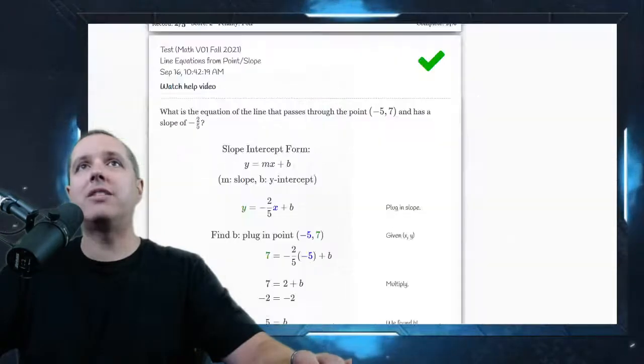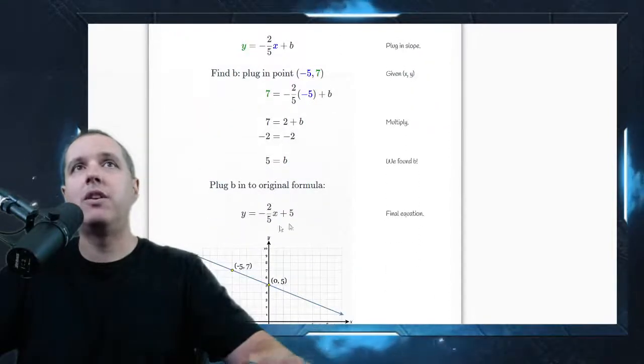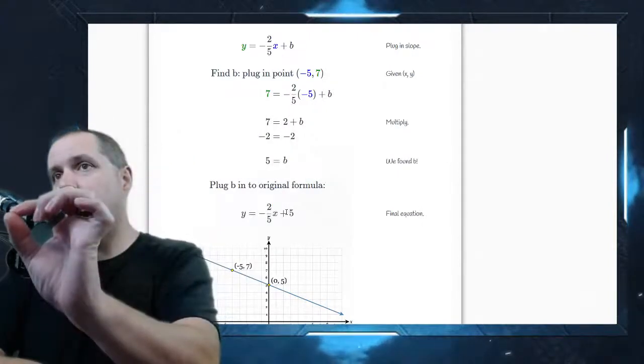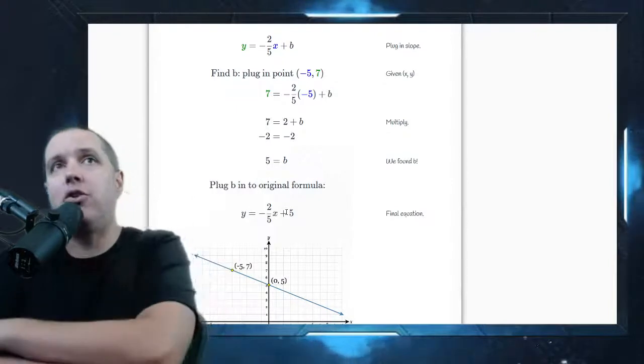And notice that that's the problem they give you right here: y equals negative 2/5 x plus 5. That's what they end up with. So you can get it by looking at the graph. You can get it by using the point slope form. You can get it by using the slope intercept form. All of those methods work.